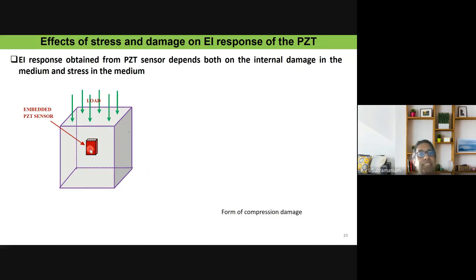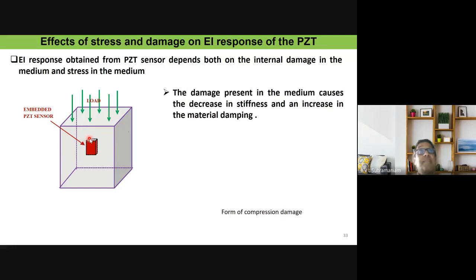We have a PZT sensor sitting inside concrete onto which we are applying a load. Now, if there is damage present inside the material, it should affect the compliance or the mechanical impedance of the material. The mechanical impedance should decrease if there is damage, or the mechanical compliance of the material should increase. The material becomes more compliant. And the damping of the material will increase, because as damage is induced in the material, there will be larger damping. So these are the two effects that I expect.